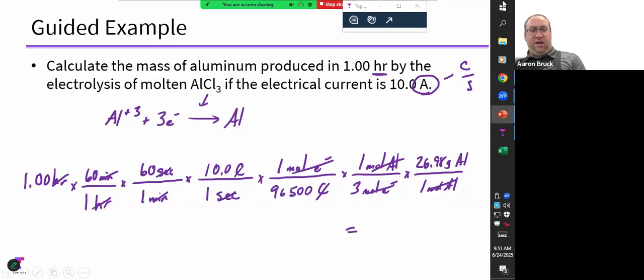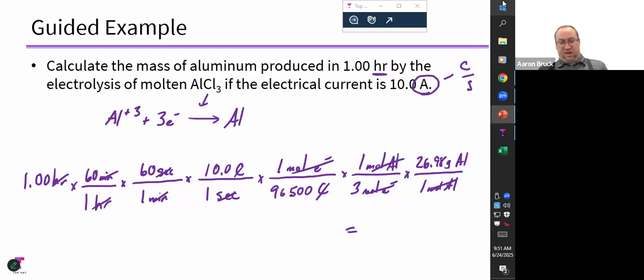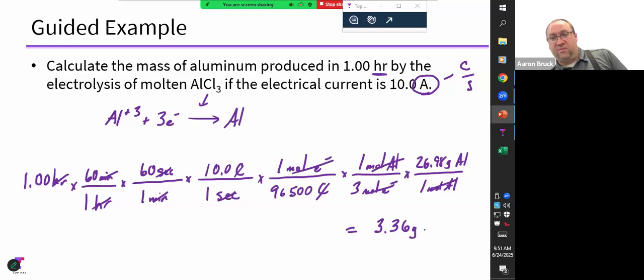So if I do that long calculation here, and that's all it is, it's just a long stoichiometry, long dimensional analysis: 1 times 60 times 60 times 10 times 26.98 divided by 96,500 divided by 3, to, looks like 3 significant figures, 3.36 grams of aluminum. So after an hour of electrolysis, we get about 3.36 grams of aluminum, not a ton.